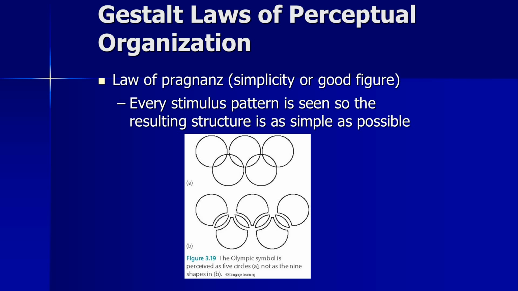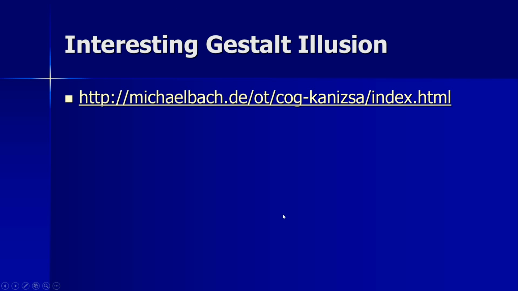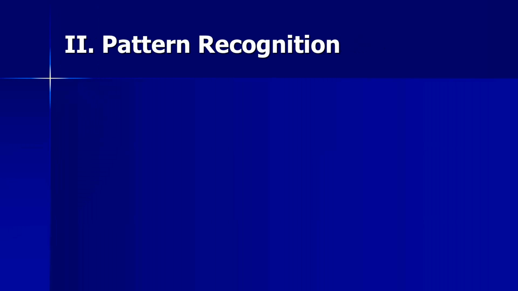Again, similar idea here. The simplest explanation is preferred, that these are all circles, rather than these are all individual objects. If you go to this link, which I'll provide on Blackboard, you can actually see a pretty good example of this and click on it and you can see the illusion and not see the illusion. So that's a quick introduction to the Gestalt principles of perceptual organization.